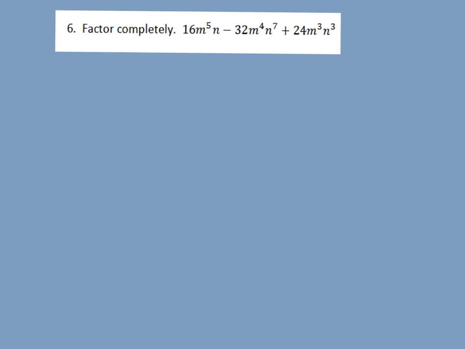Okay, I'm still factoring completely. I believe I'm going to have a common factor here. So first I'm looking at my numbers. 16, 32, 24. My common factor there is 8. If I take out an 8, what I have left is 16 divided by 8 gives me 2, 32 divided by 8, negative 4, 24 divided by 8, 3. Okay, so I'm done with my numbers.